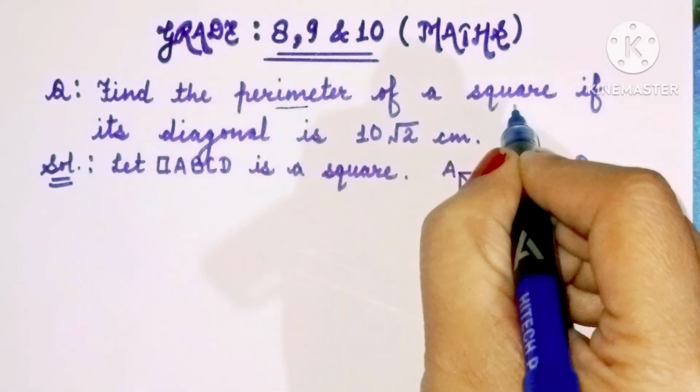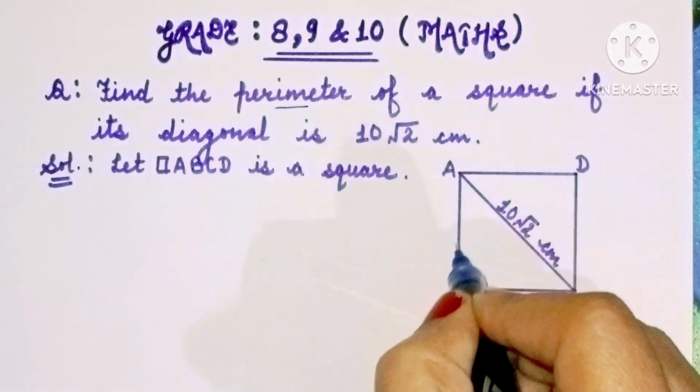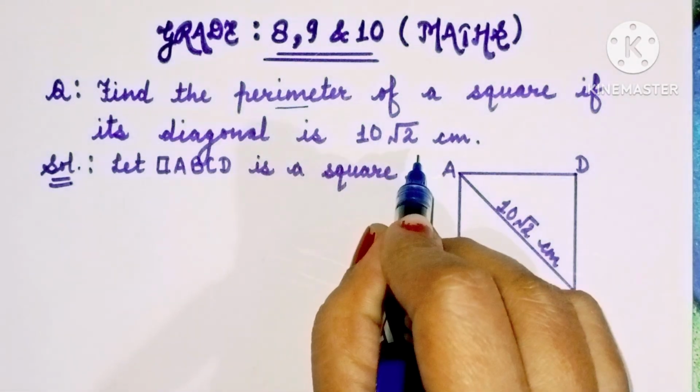Find the perimeter of a square if its diagonal is 10 root 2 centimeter. आपको उस स्क्वायर का पेरीमीटर फाइंड करना है जिसका एक डायगोनल 10 रूट 2 गिवन है.